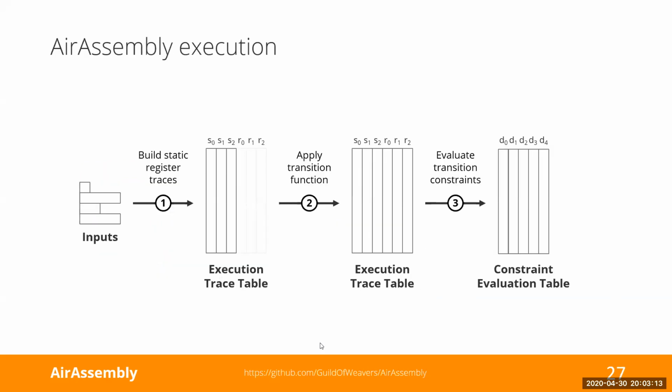So in terms of how this gets executed, you have some inputs, and the first thing that happens is that you build a static execution trace for the static registers. Then you initialize the trace and apply a transition function, and you get the entire execution trace table. And then you evaluate constraints on the trace table that you have built using the transition function, trace initializer and the static registers before. It doesn't go further than that. So this is basically what AirAssembly does.